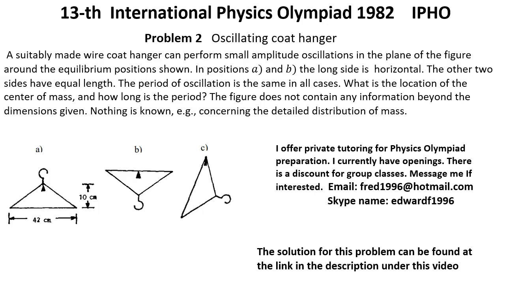Problem number two. Oscillating coat hanger. A suitable wire coat hanger can perform small amplitude oscillations in the plane of the figure around the equilibrium position shown. In positions A and B, the long side is horizontal. The other sides have equal length. The period of oscillation is the same in all cases.